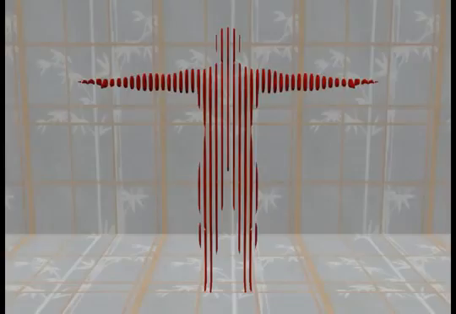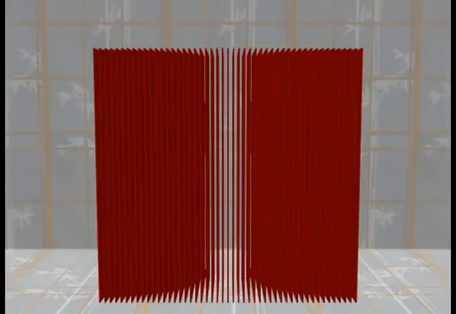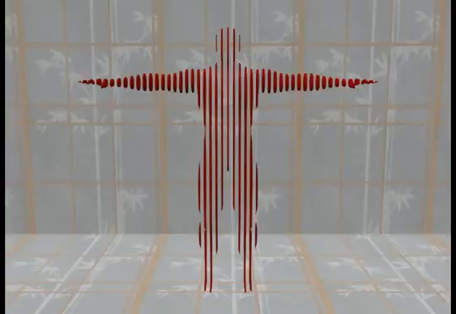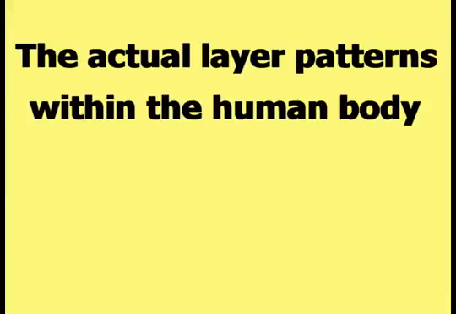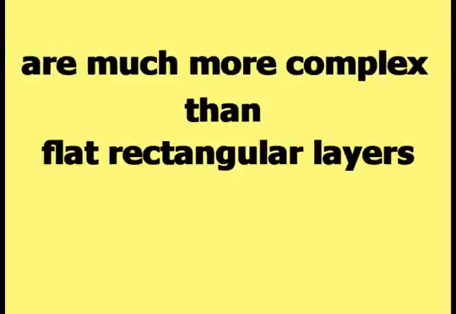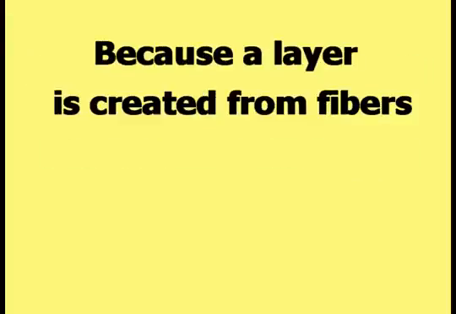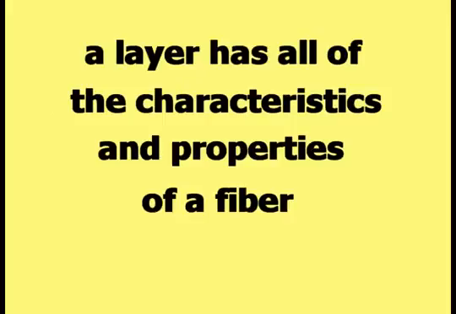This example of the layer view of the human body used a grid of flat rectangular layers to make the demonstration simple and clear. The actual layer patterns within the human body are much more complex than flat rectangular layers. Because a layer is created from fibers, a layer has all of the characteristics and properties of a fiber.